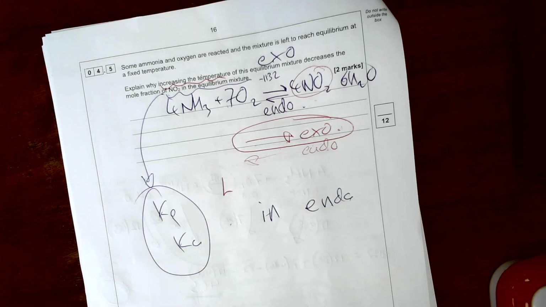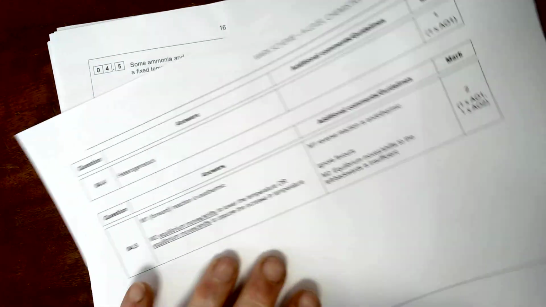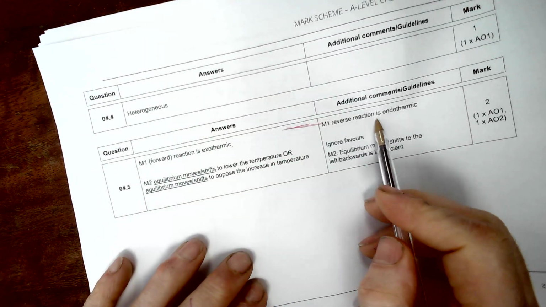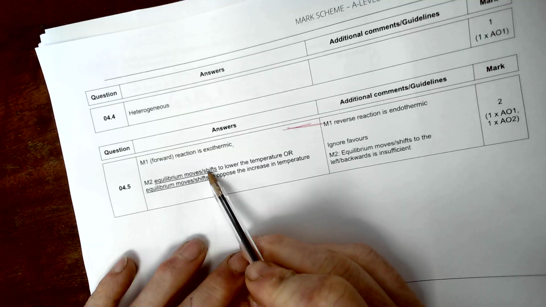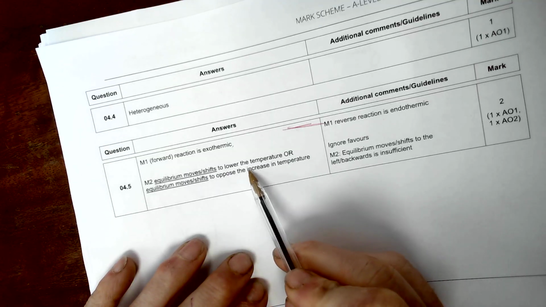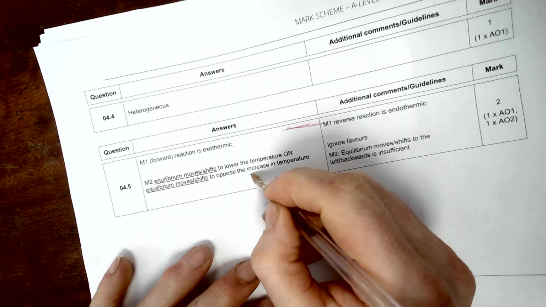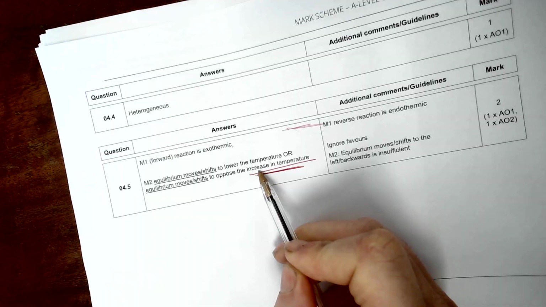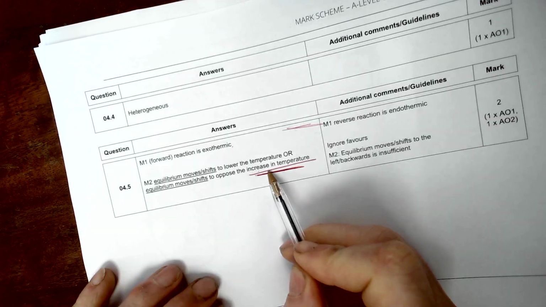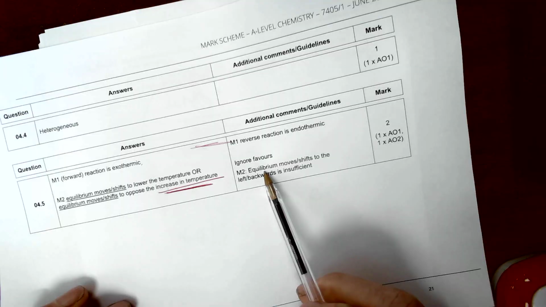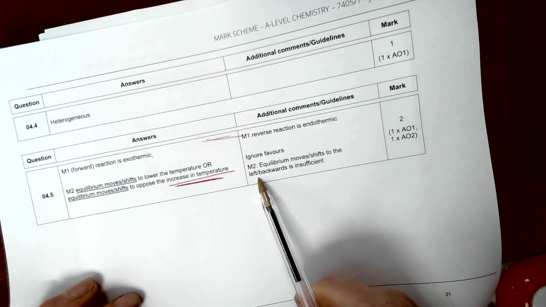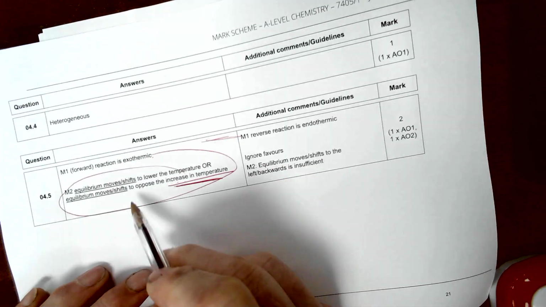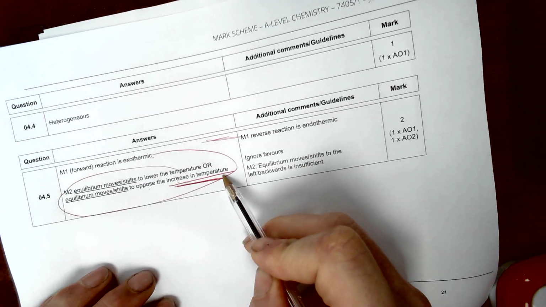So let's have a little look at the mark scheme. 1 mark for stating the forward reaction is exothermic or the reverse reaction is endothermic. The equilibrium will shift to oppose the increase in temperature. Sorry, you had to say it like that. Oppose the increase in temperature. I just said oppose the change, didn't I? So you have to say oppose the increase in temperature. You couldn't just say the equilibrium shifts to the left without saying to oppose the increase in temperature. All right? Oppose the increase in temperature.